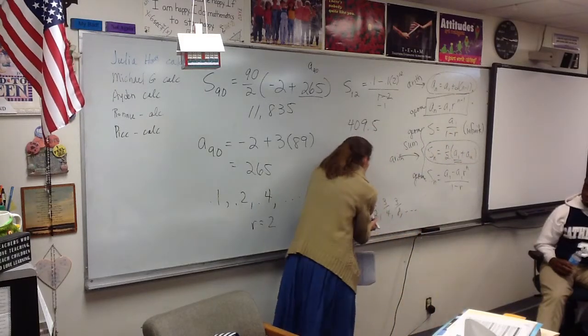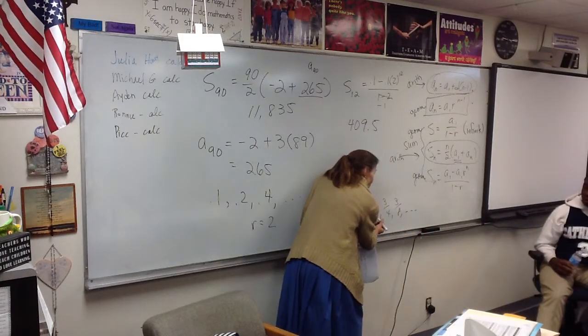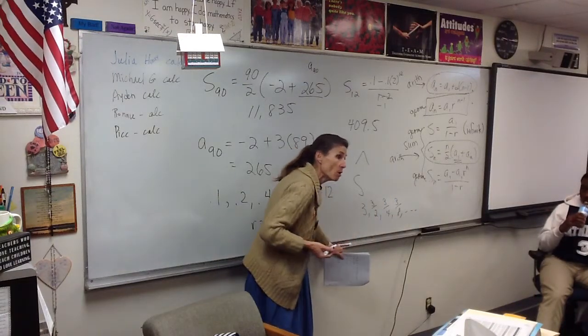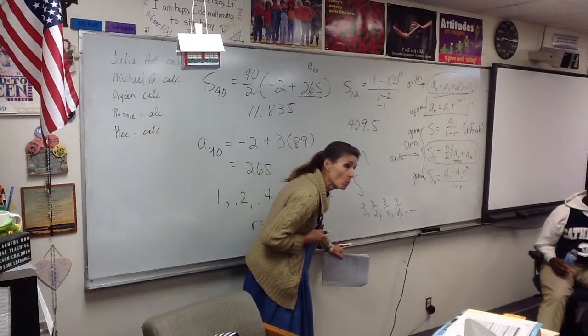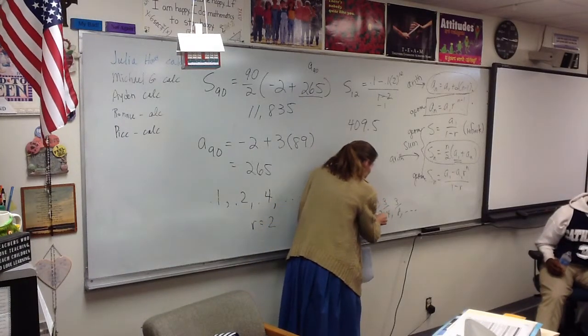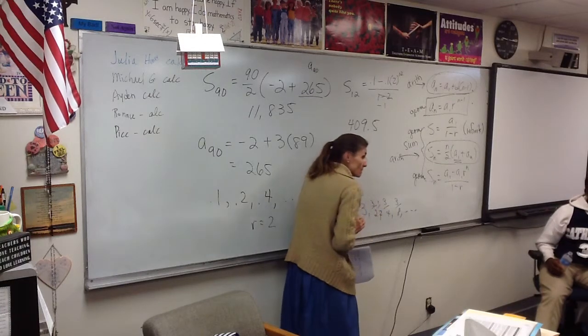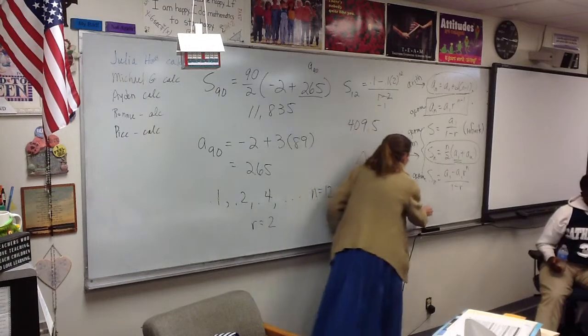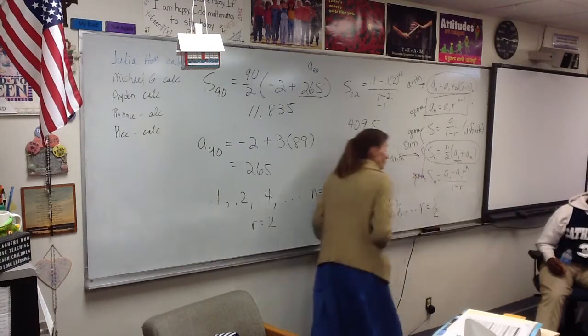So we have to be able to look at these terms and say, hey, it looks like I am multiplying by 1/2. If you take 1/2 times 3/2, don't you get 3/4? I think so. And if you do 1/2 times 3/4, you get 3/8 and so on. So the ratio is 1/2.